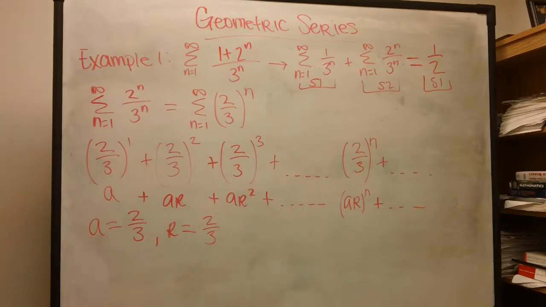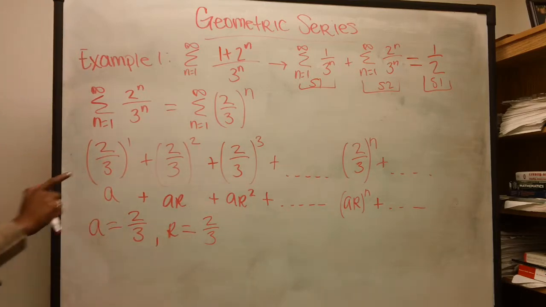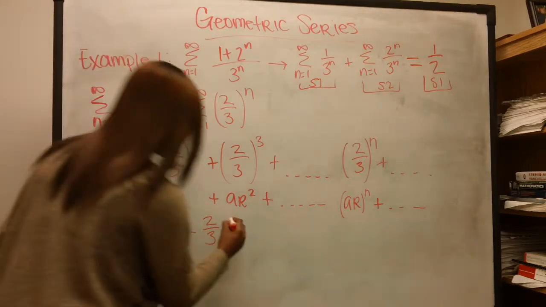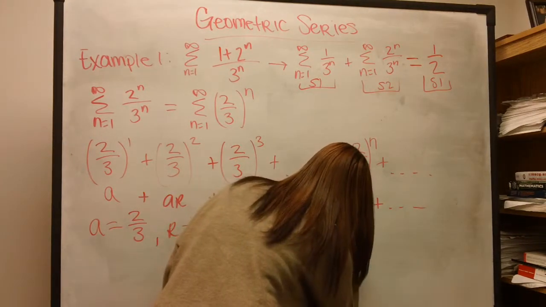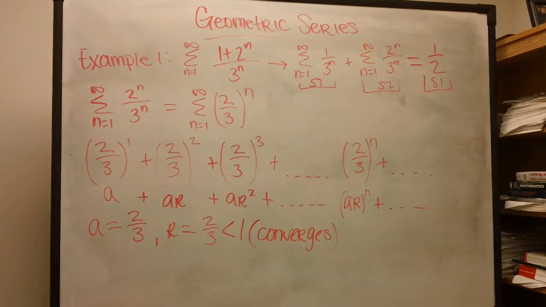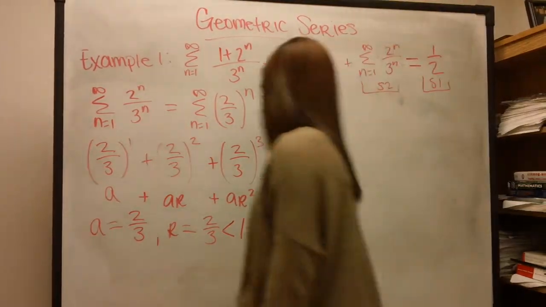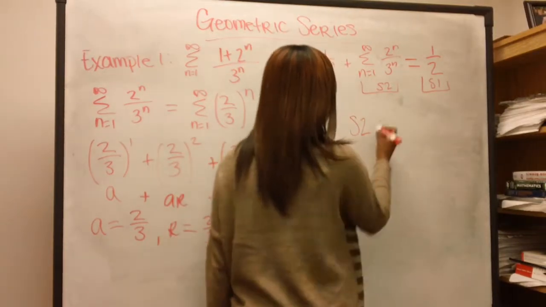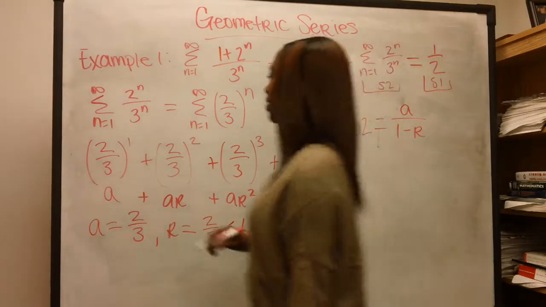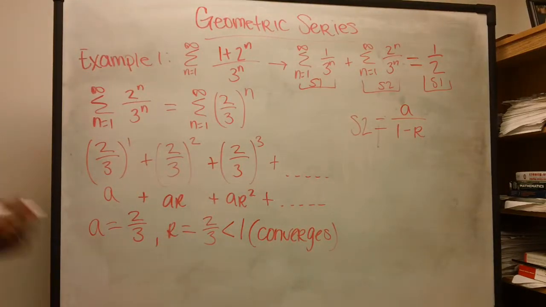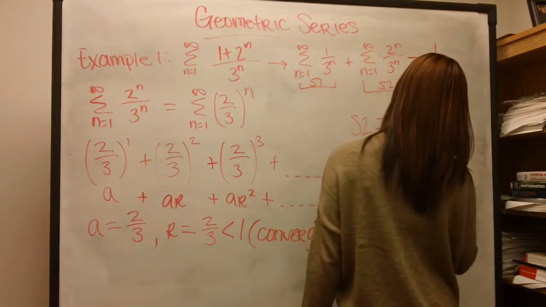Now we need to figure out if it's a geometric series, one, and also if it converges. And by doing that, you're going to look at what R is equal to. If the absolute value of R is less than 1, which in this case it is, we know that our series is not only a geometric series, but also that it converges. Which means that we can move on to finding the sum of this series. Alright, so the sum of your second series is equal to A divided by 1 minus R. Again, nothing has changed except what A is equal to and what R is equal to. So in this case, the sum of your second series is equal to 2/3 divided by 1 minus 2/3.